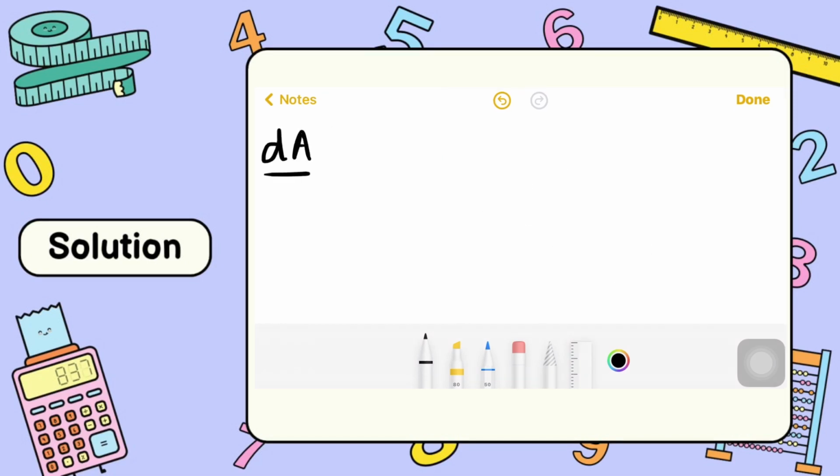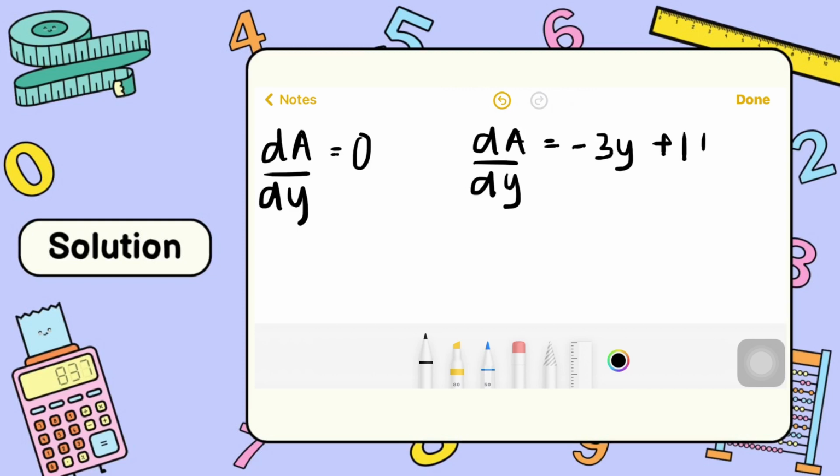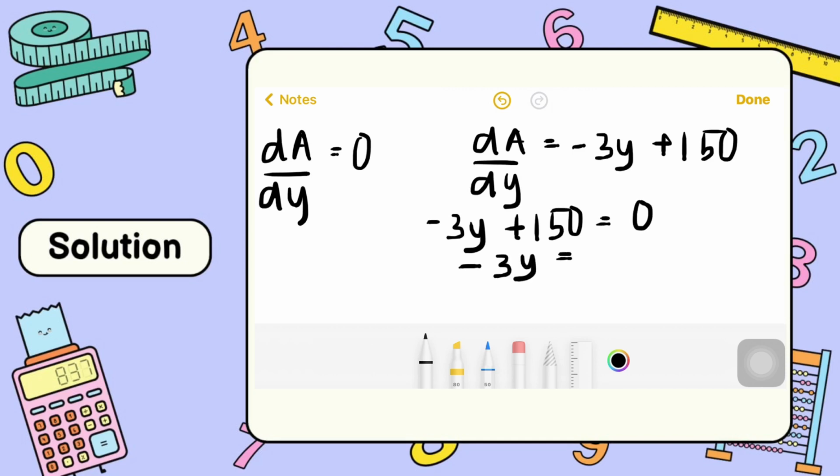Step 4. Find the value of y when dA over dy equals 0. So, dA over dy equals negative 3y plus 150. Then solve it. Negative 3y plus 150 equals 0. Then negative 3y equals negative 150. Then y equals 50.